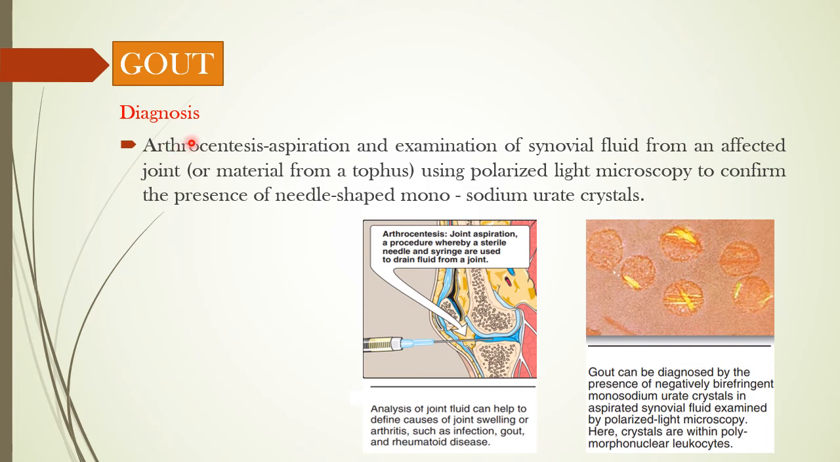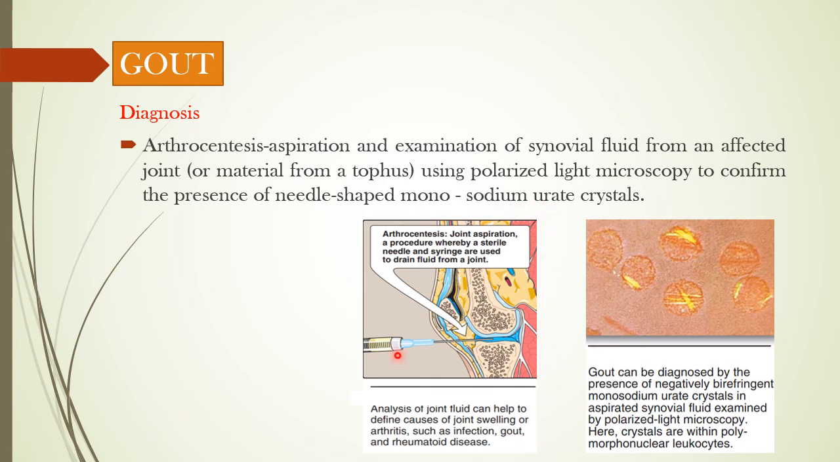Now, how can we make diagnosis of gout? This is mostly done through a technique which is called arthrocentesis. So this is basically a procedure through which synovial fluid from an affected joint of a person with gout is aspirated and then it is examined with polarized light microscopic technique in order to confirm the detection of yellow colored needle-shaped crystals of monosodium urate.